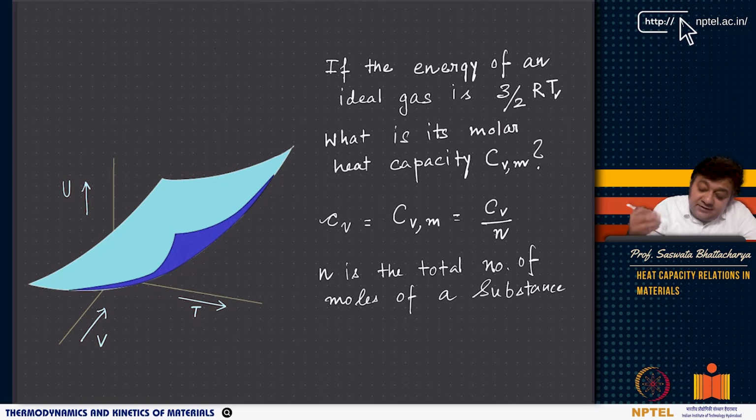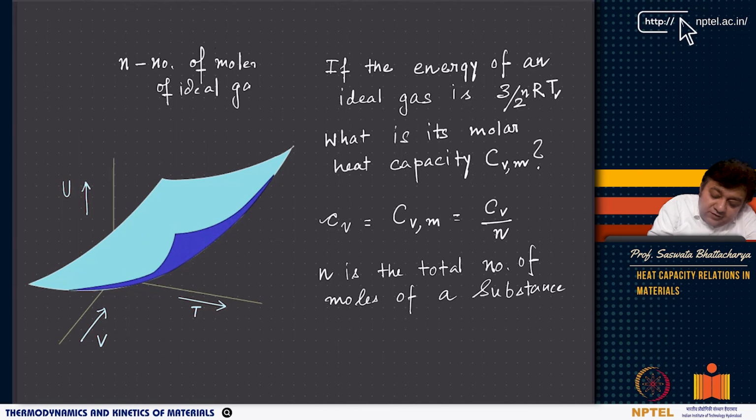If I have to write the energy of an ideal gas containing n moles, it will be 3 by 2 nRT, right? That's why there is something called molar heat capacity, which is Cv,m. Here this has to be 3 by 2 nRT, where n is the number of moles. This is something that you have to understand. The molar heat capacity is per mole, so it is Cv,m, which is nothing but Cv by n, where n is the total number of moles of a substance.